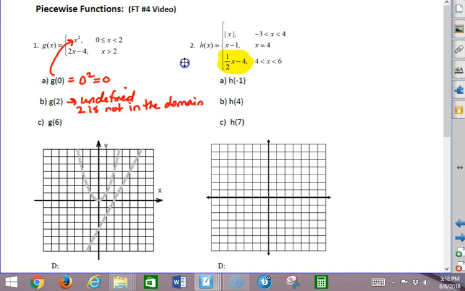Okay, g of 6. 6 is clearly greater than 2, so for this one I am in this section of the domain. So I will say g of 6 is 2 times 6 minus 4, so that's 12 minus 4, which is 8. Okay, so that's how you evaluate a function. So you might want to stop and try this one and try putting in -1, 4, and 7.